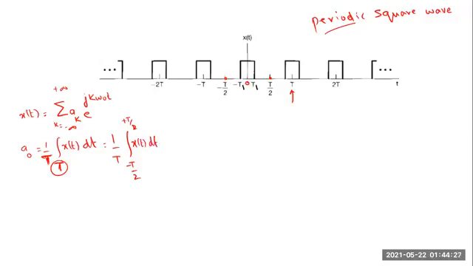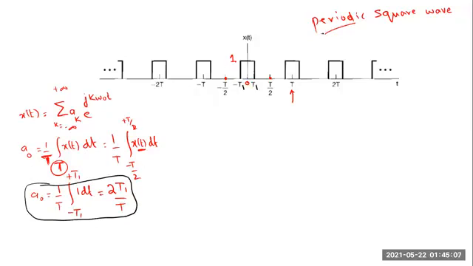Of course, from minus T by 2 to minus T1 the signal is 0. The signal is non-zero only between minus T1 to plus T1, and it is equal to 1. So this integral will only include minus T1 to plus T1. And within this interval, what is the value? It's equal to 1. So you get a constant equal to 2T1 by T. This is the constant or DC component that is present in this periodic square wave.